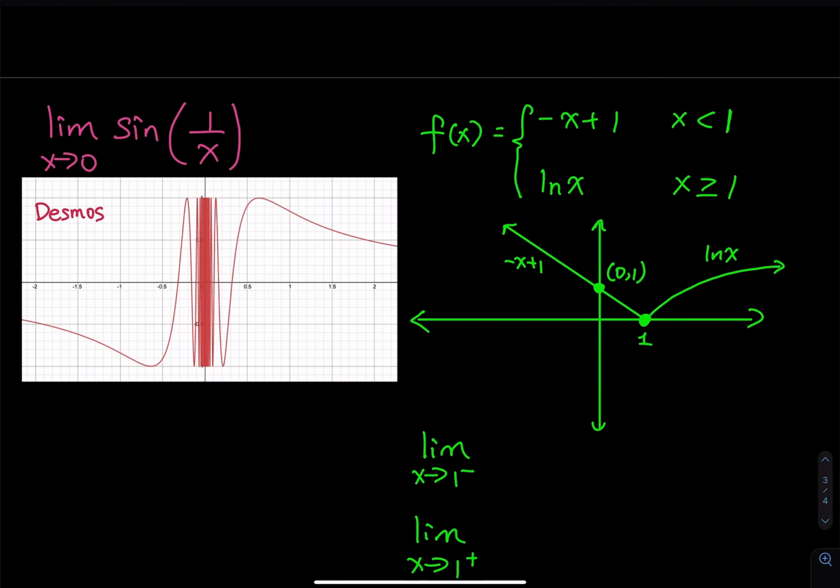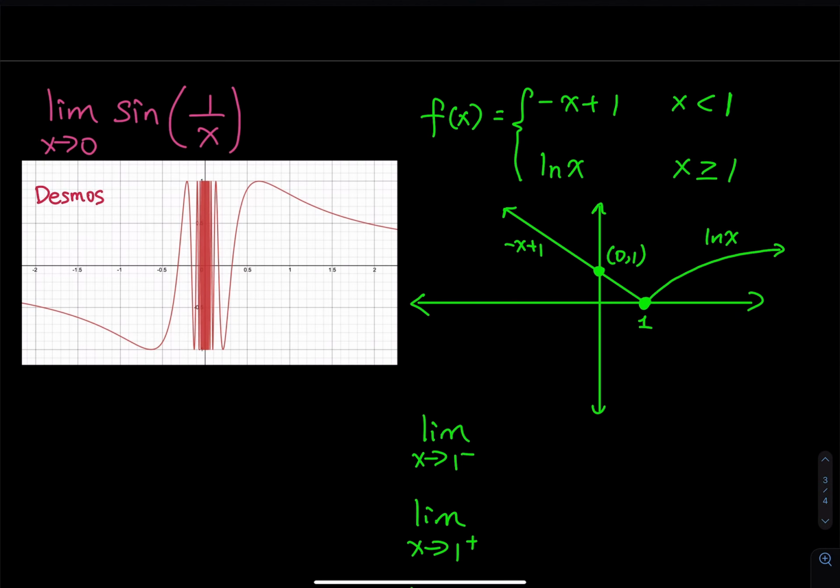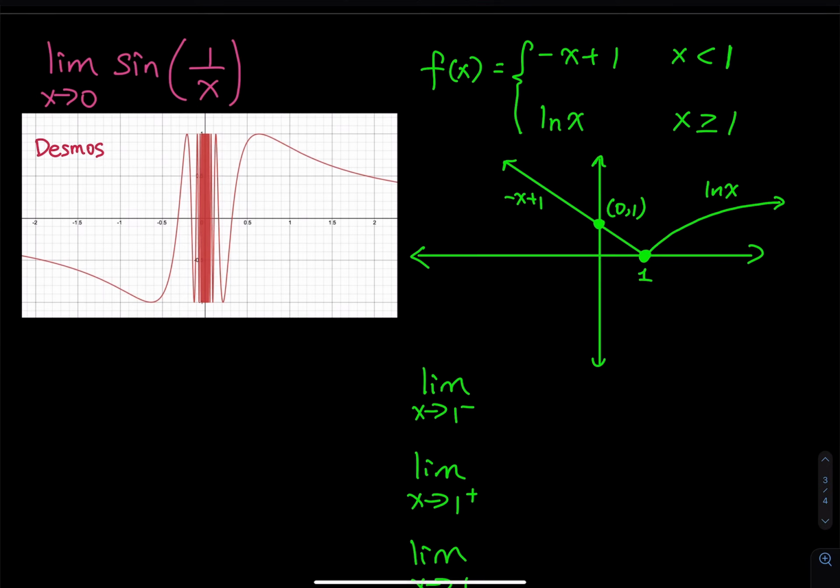The next graph, we have the limit as x approaches 0 of sine of 1 divided by x. I drew this graph using Desmos. You can look it up on Google. It is a free graphing calculator. Okay, here is the graph. So what happens when x approaches 0 from the left? This is a pretty special example.